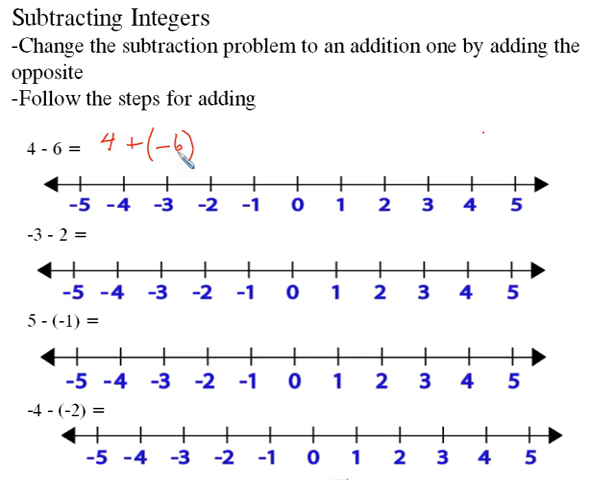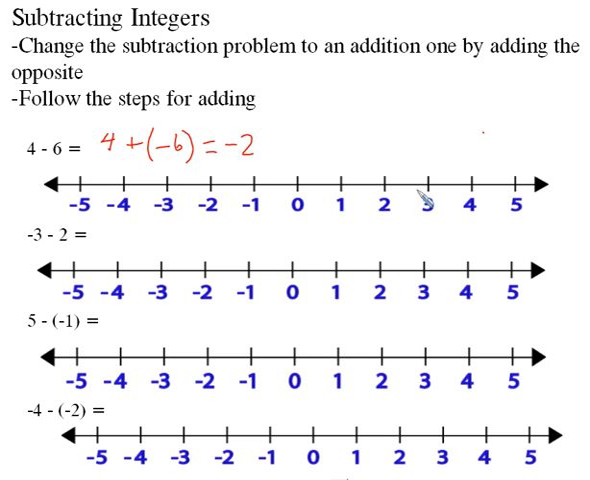And now we think to ourselves again, which one has a higher absolute value? 6 has a higher absolute value than 4, or negative 6 has a higher absolute value than 4. That's 6, and that's 4 for the absolute values. So we keep the negative sign. It's going to be negative 2.